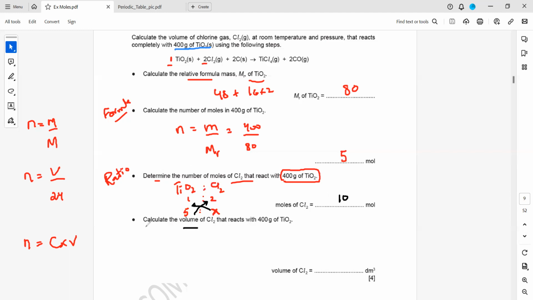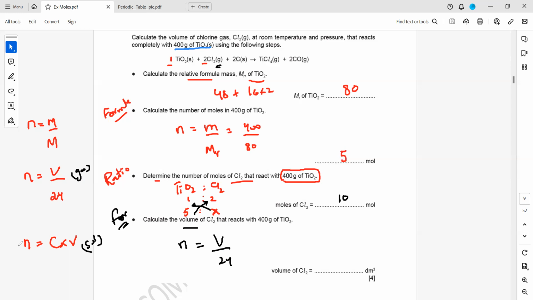Then calculate the volume of the chlorine. Chlorine is a gas. You can see the state symbol here. So how to work out the volume of the gas? By using a formula. Concentration into volume is a formula used for solutions, and this one is for gases. So we use the formula: moles equal volume of the gas divided by 24. Why can we not use the third formula? Because the third formula is valid for solutions, like if we have acid, alkali, an aqueous solution, even salt.